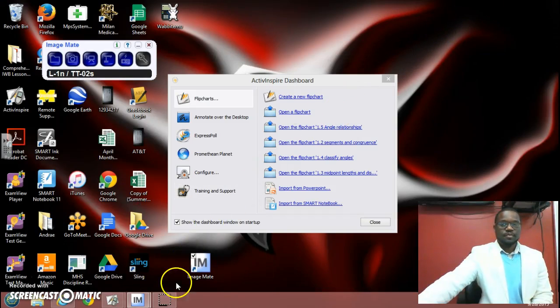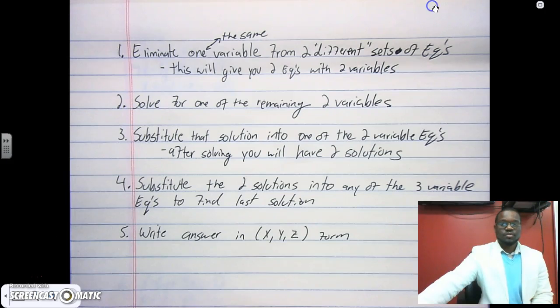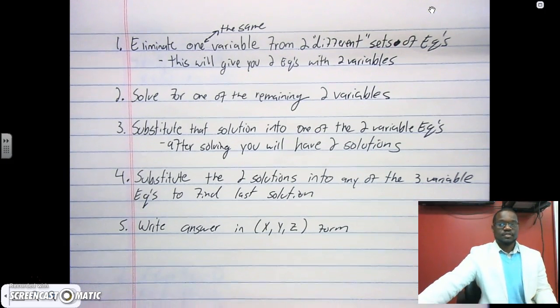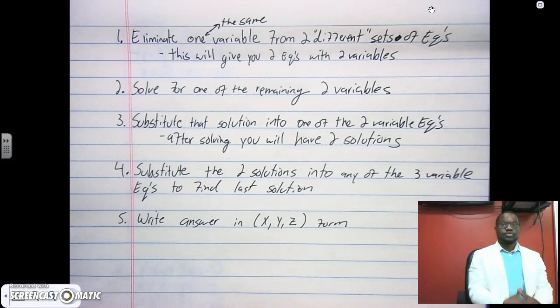Alright, young people, today we're going to work on solving systems of equations using 3 equations and 3 variables. You might want to pause this so you can have enough time to write it down. You might want to pause maybe the last example before you watch me work it out and do it yourself.